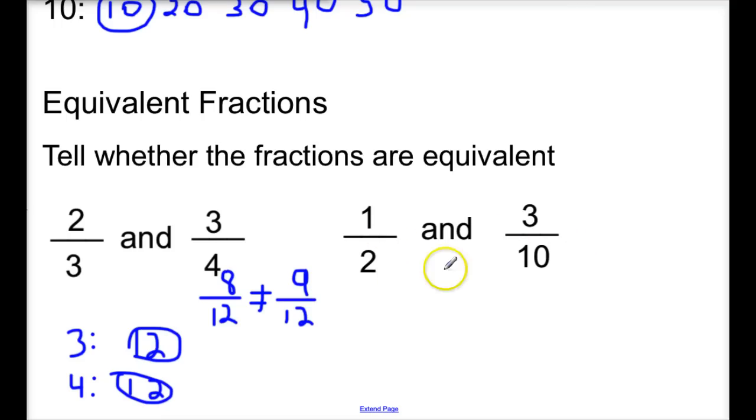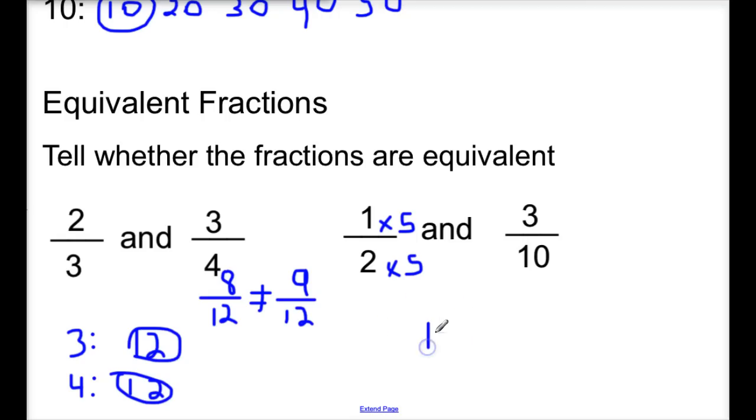Again, we can look at these fractions and we can start wherever we want. We can start at the numerator, we can start at the denominator. So let's start at the denominator this time. Is something times 2 going to give me 10? Of course. 2 times 5 is equal to 10. But I have to also multiply the numerator by 5. And 1 times 5 is not going to give me 3. So I can see that these fractions are not equivalent.